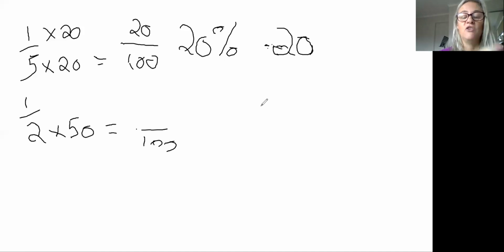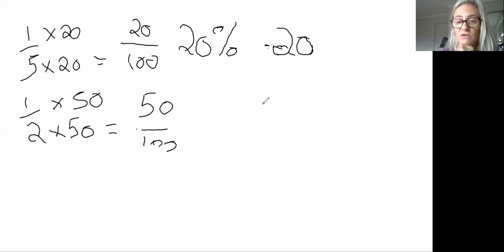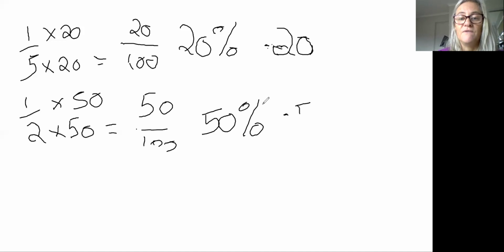So remember, whatever we do to the bottom, we have to do it to the top. So if we're multiplying the 2 by the 50, we have to multiply the 1 by the 50, because whatever we do at the bottom, we've got to do at the top. So that makes that 50 over 100, which makes it 50%, which makes it 0.50. So again, we're going from the fraction to the percent to the decimal.